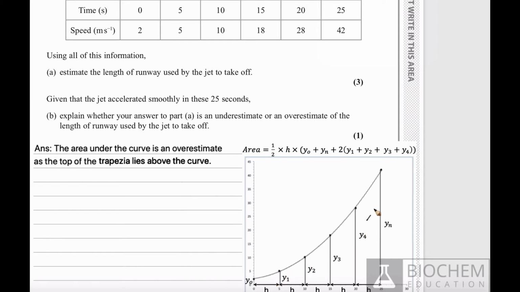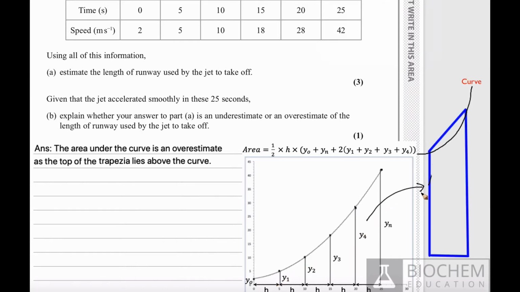So let's analyze one of these trapeziums. We can see that the top of the trapezium, which is this line, is a straight line connecting these 2 points. Using the Trapezium Rule, we work out the area below this line all the way to the bottom, whereas we were meant to work out the area under the curve. So the Trapezium Rule gives us an overestimate as it includes this area.